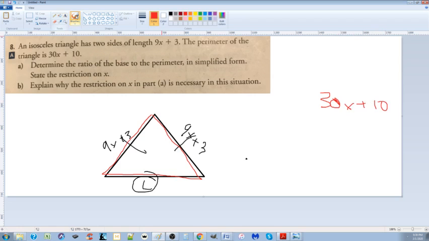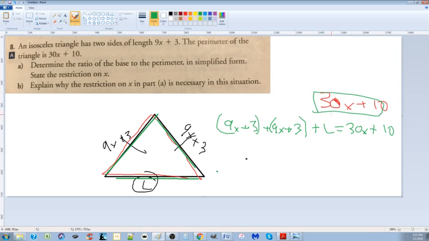Well, how do you find perimeter? That's easy. You simply add length plus length plus length. They've given us 2 lengths. They've told us 9x plus 3 is 1 length, and we're going to add it to the next length. Well, they've given it to us, 2. And we would add it to the last length. Oh, we don't have the last length. But all of that added up should equal 30x plus 10, the total perimeter.